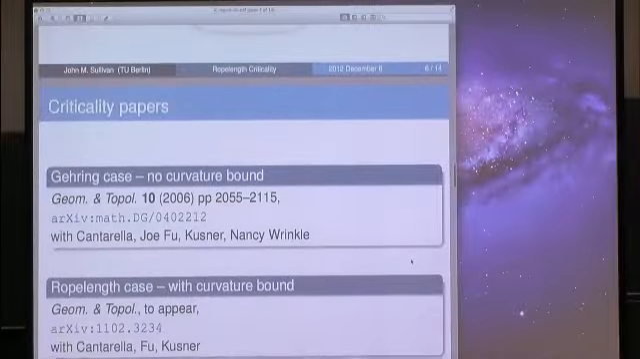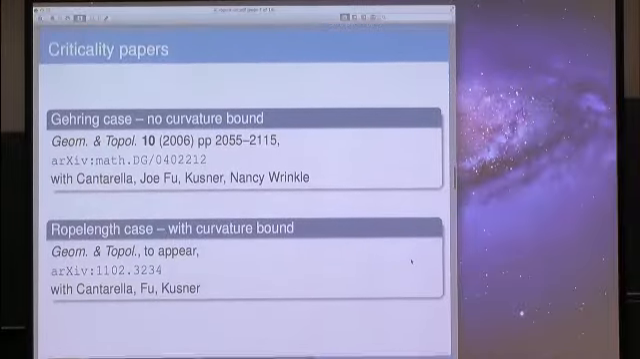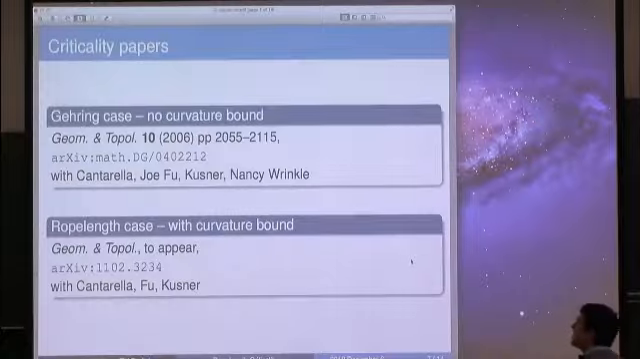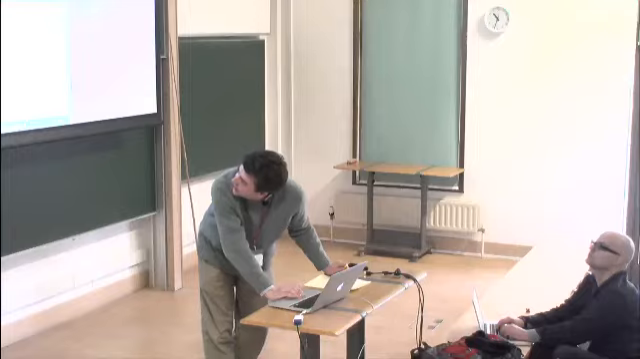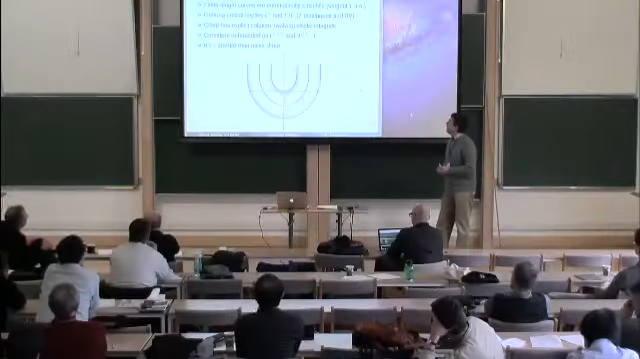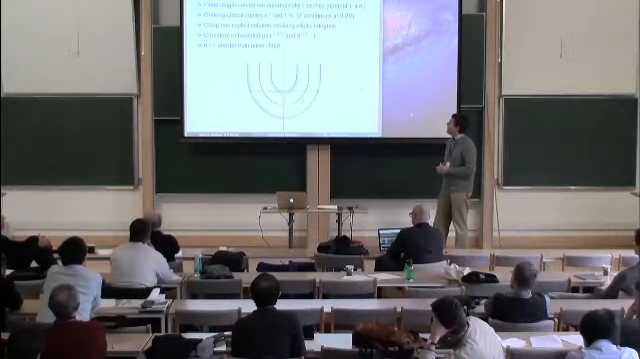That case where there's no curvature bound is technically a lot easier, so the criticality theory was in a paper 6 years ago now, and the rope length case is in a paper that's just been accepted, will appear very soon. So what can you say about knowing the criticality theory? What can you say about regularity of critical curves in the Gehring case?